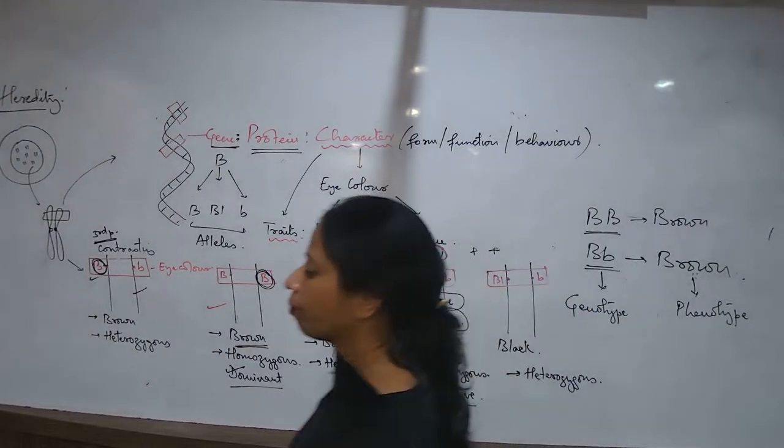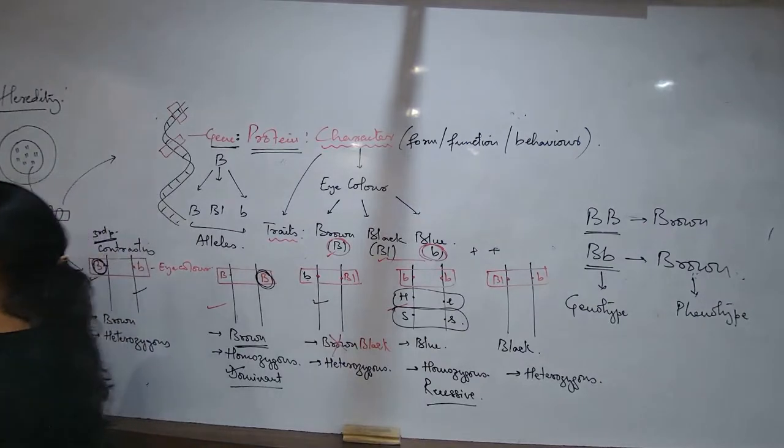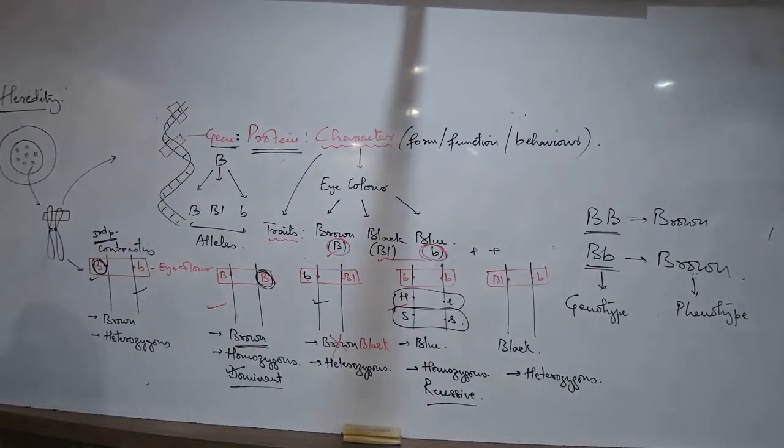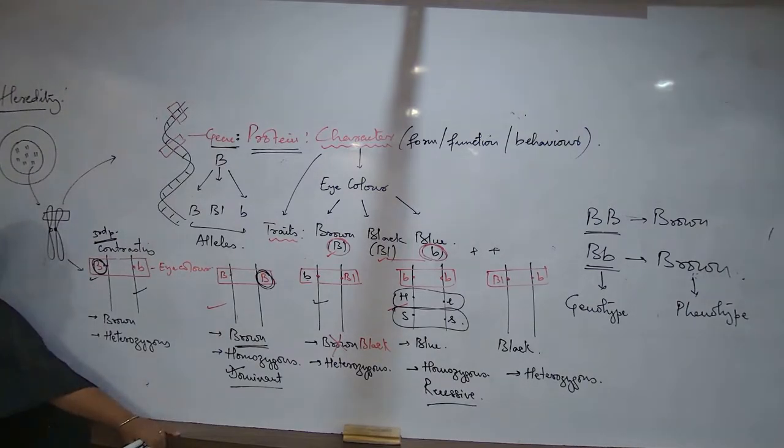And the allele combination of a gene that controls various forms of a character, that is what is known as genotype. So now we have already studied a few pairs of words: homozygous, heterozygous, is it clear? Dominant, recessive, is it clear? Character and trait, is it clear? Genes and alleles, is it clear?